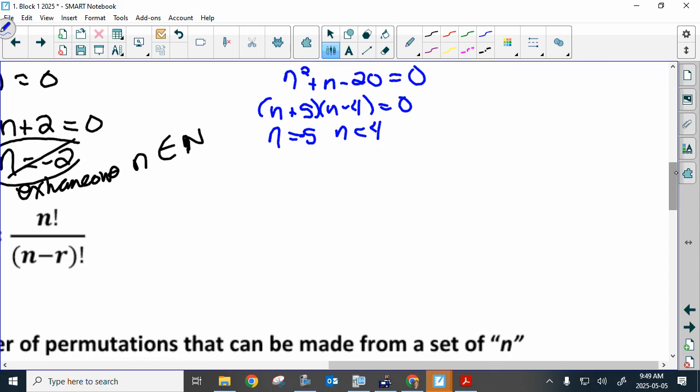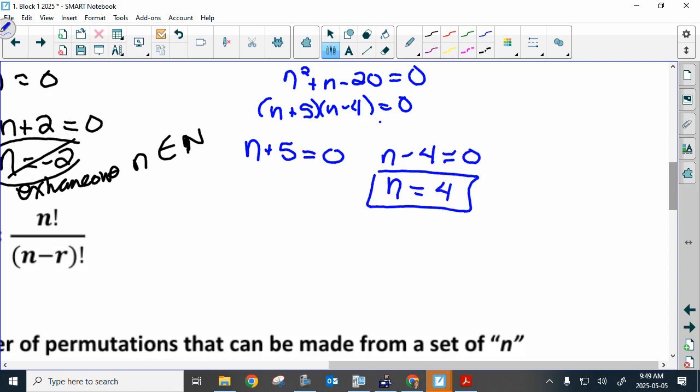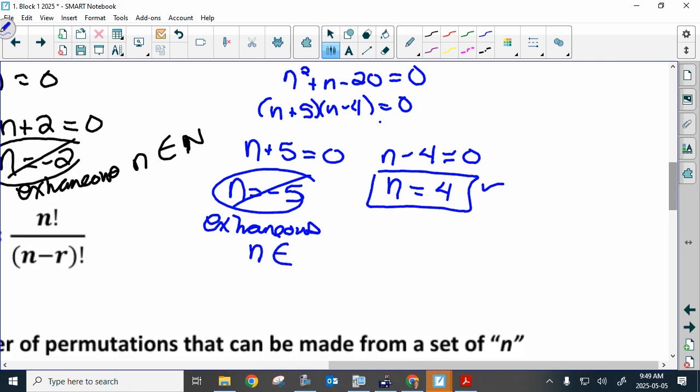Guys, make sure you reject the negative 5. I kind of skipped steps here because I thought I was running out of room and I shouldn't have. Okay, so you had n plus 5 equals 0, n minus 4 equals 0, n equals 4, we keep this guy. n equals negative 5, we reject it as extraneous, based on the restriction that n always has to be a natural number. Yeah?